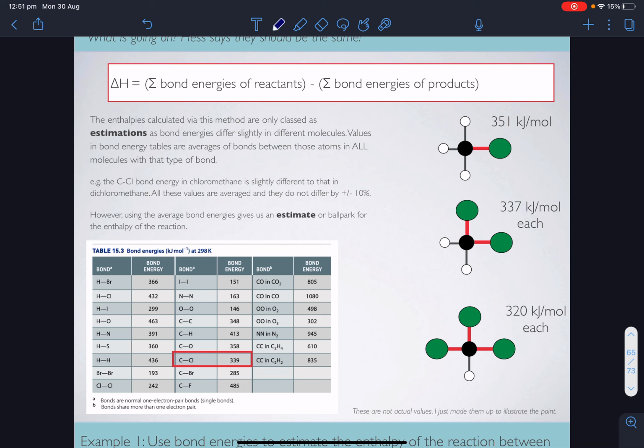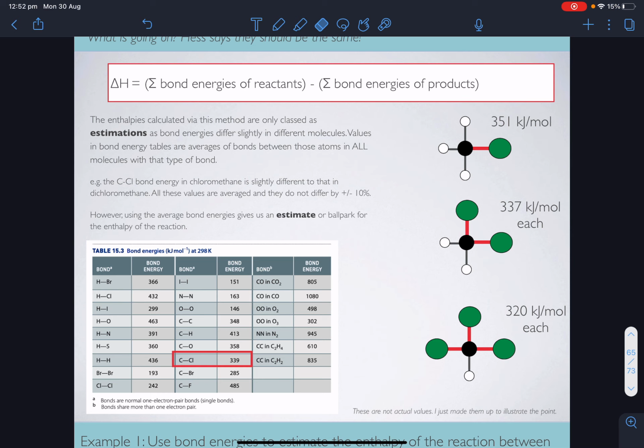As bond energies differ slightly in different molecules, the values in the bond energy tables are averages of these bonds between these atoms in all molecules with that type of bond. Big words there, what do you mean? The carbon-chlorine bond energy is listed here as negative 339 kilojoules per mole. That's an average of every molecule that we can measure the bond energy of a carbon-chlorine bond. It's the average of all of them.